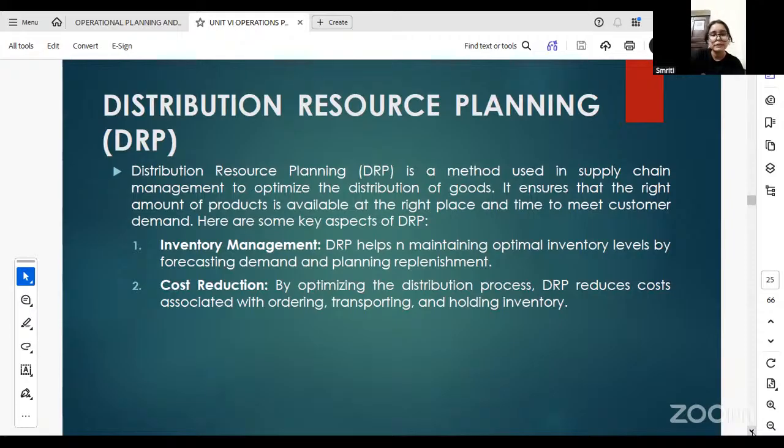DRP is a method used in supply chain management to optimize the distribution of goods. It ensures that the right amount of products is available at the right place and time to meet customer demand. Here are some key aspects of DRP. Inventory management. DRP helps in maintaining optimal inventory levels by forecasting demand and planning replenishment. Cost reduction. By optimizing the distribution process, DRP reduces costs associated with ordering, transporting, and holding inventory.